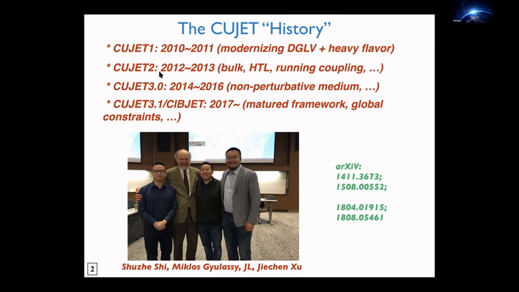Then COGL 2 came around this time with the student Jet 10. That was the first version where they implemented a realistic bulk, for example using the Vishnu hydro and some of the HTL formulas, running coupling, recoil, everything. Again, you can look into their papers.